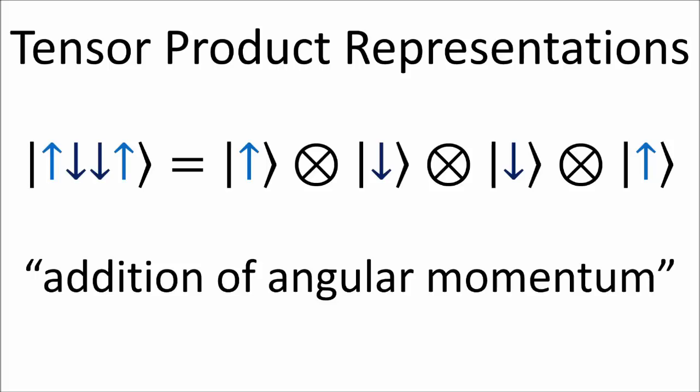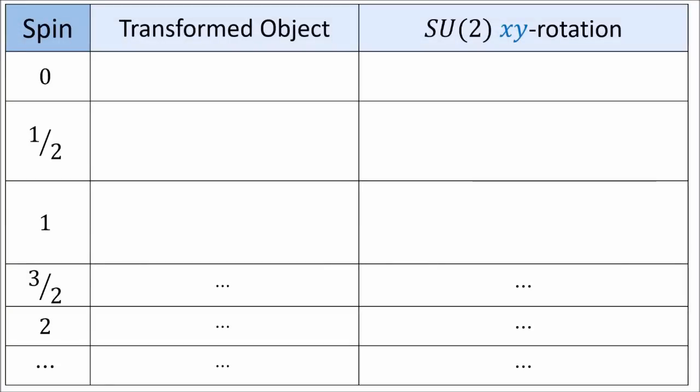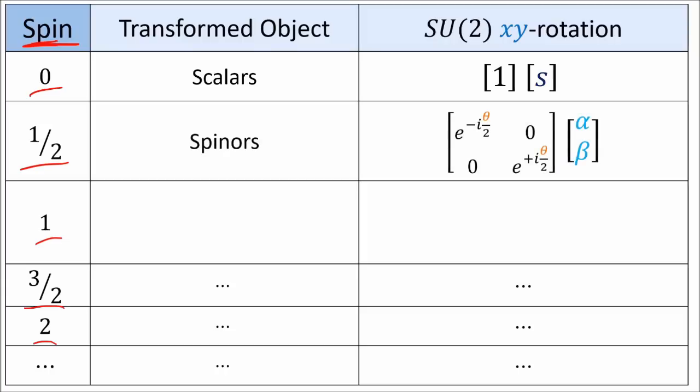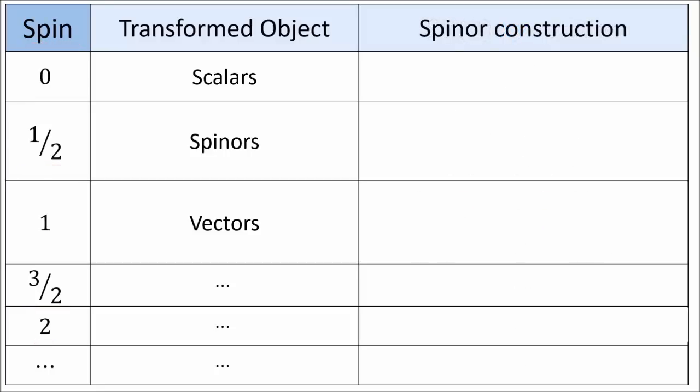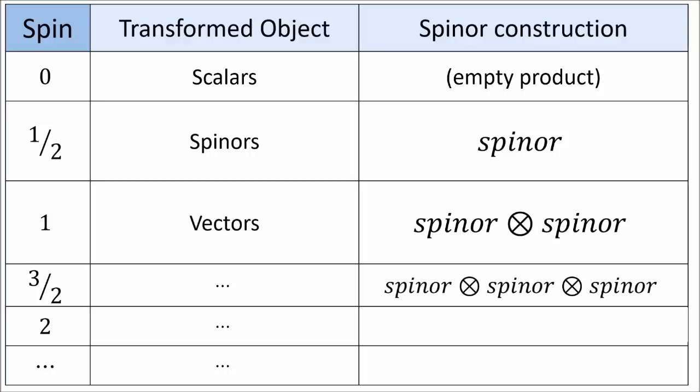particles. In previous videos, I mentioned how all fundamental particles have a property called spin, which is either an integer or a half integer. Spin 0 particles transform like scalars. Spin 1/2 particles transform like spinors. Spin 1 particles transform like vectors. And there are higher spin particles as well. An important fact here is that all these objects can be constructed from tensor products of different numbers of spinors.